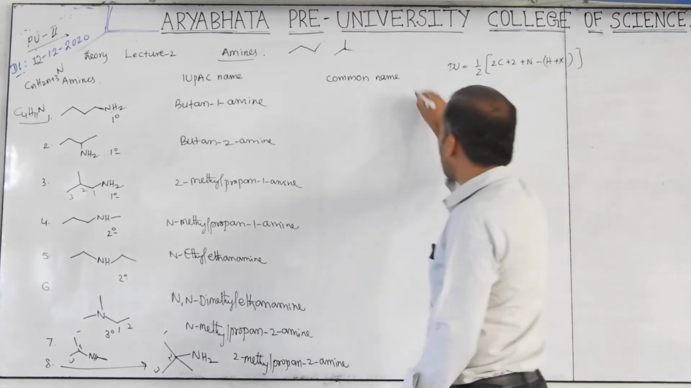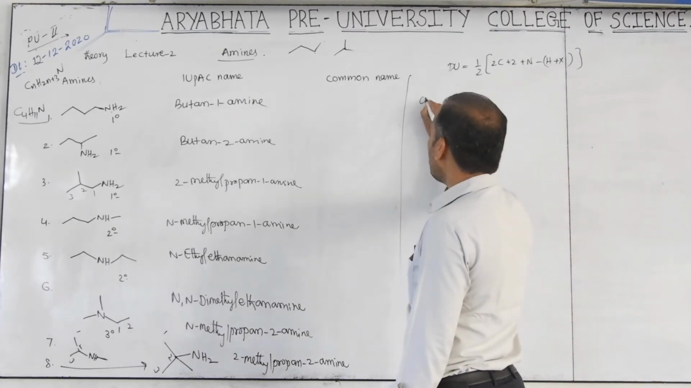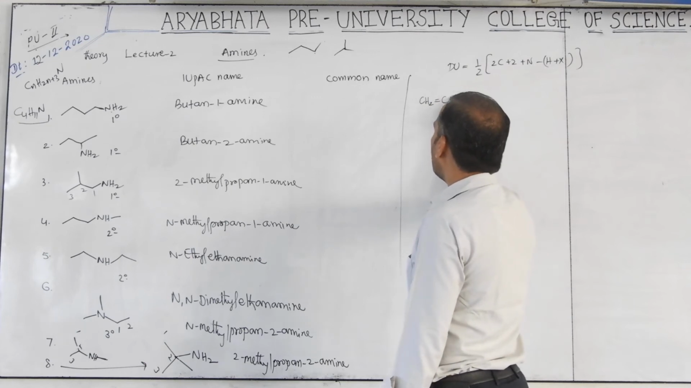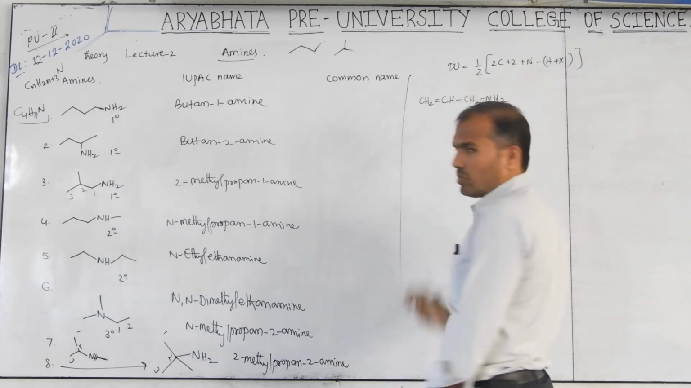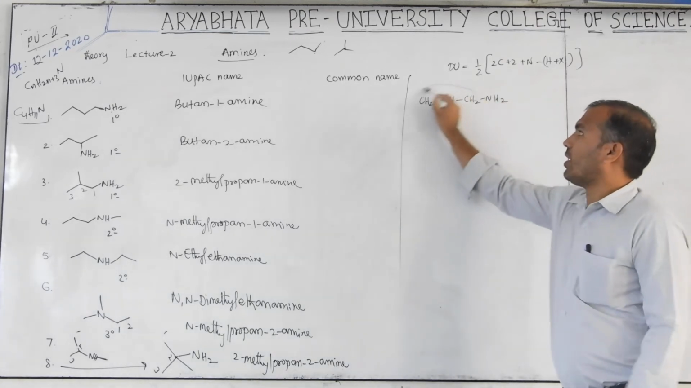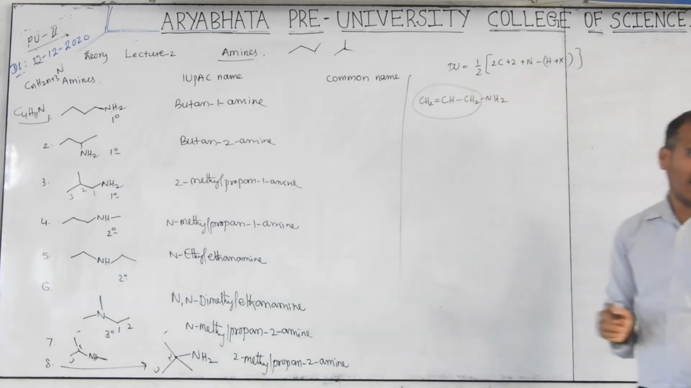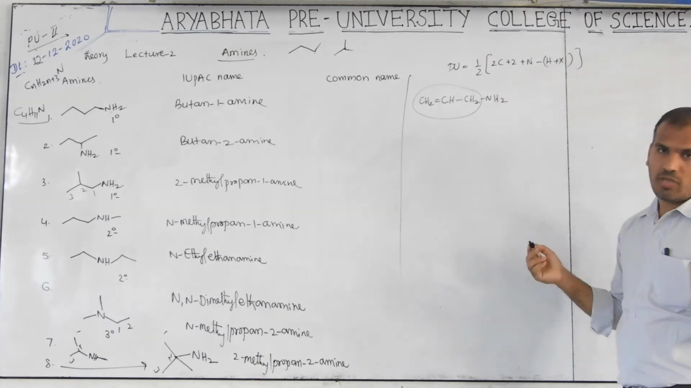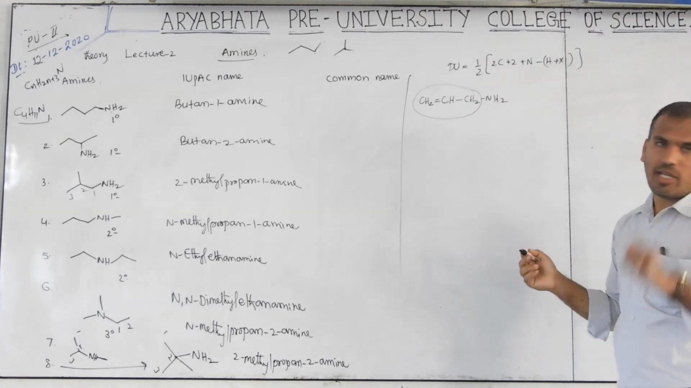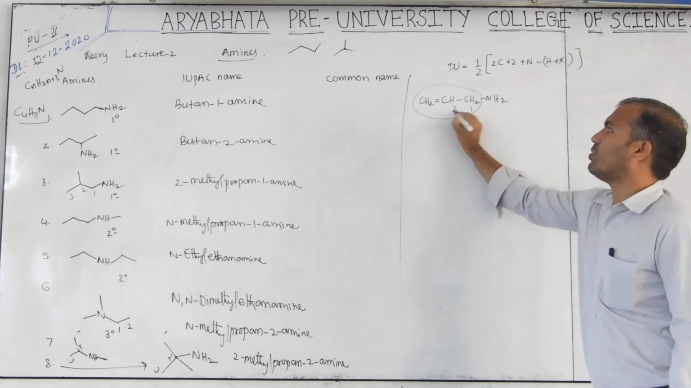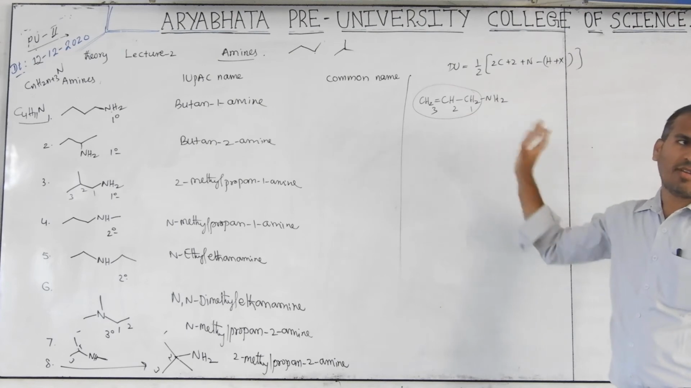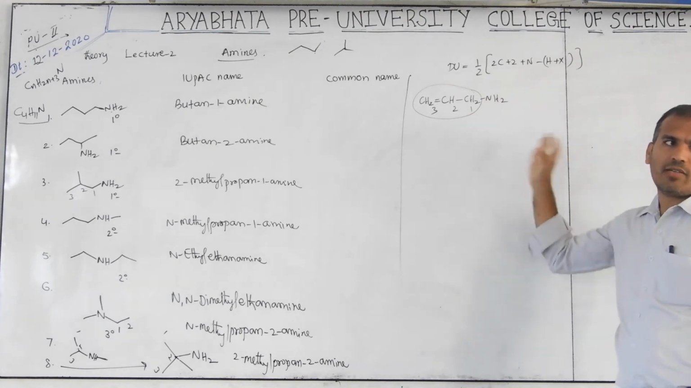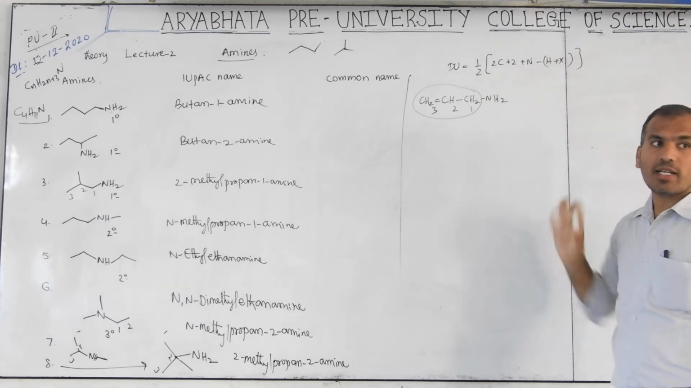So next continuation of this nomenclature is CH2 double bond CH2 NH2. Already we know very well this part is called allyl. Allyl word we are using as a common name, not in the IUPAC. Then numbering 1, 2, 3. We have to give numbering right to left or left to right.